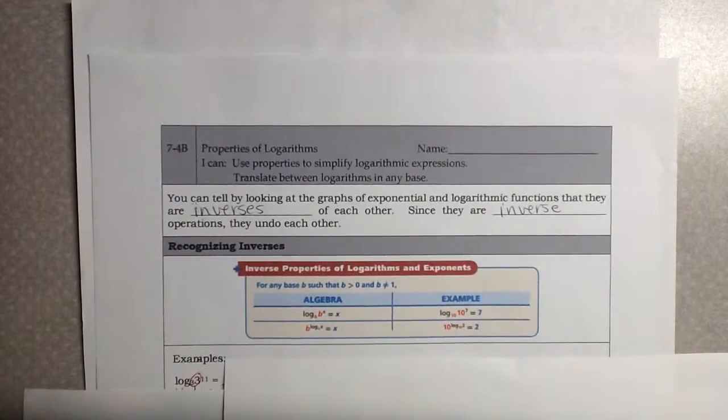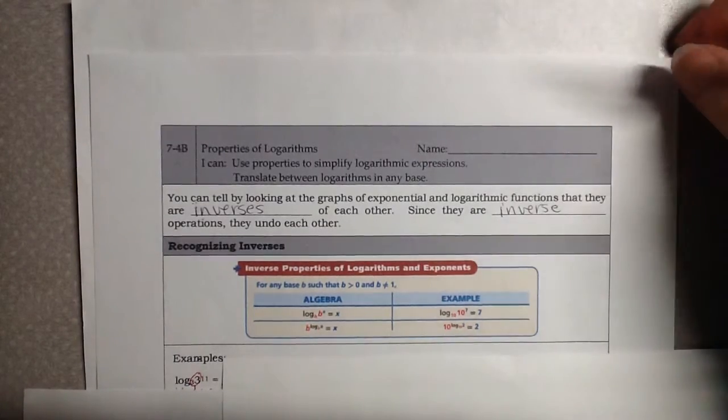In section 7.4b, I want you to be able to use some more properties to simplify logarithmic expressions and translate between logarithms in any base. So you can tell by looking at the graphs of exponential and logarithmic functions that they are inverses of each other. And since they are inverse operations, they undo each other.